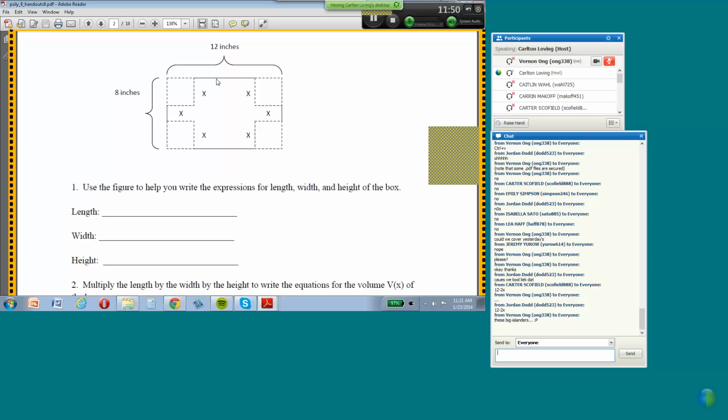Anyway, the 12 inches is having 2 chunks taken out, and those 2 chunks, each one has the length x, because we haven't determined the size of these squares yet.